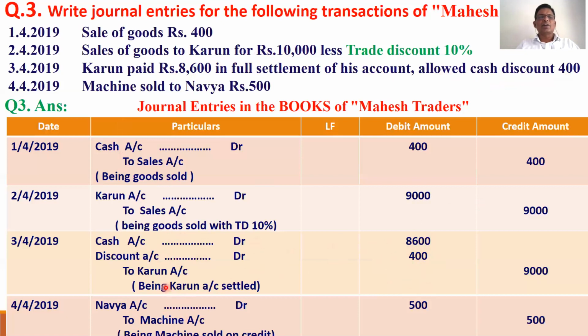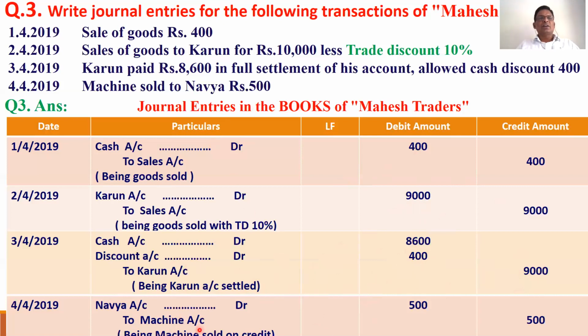And the giver, current account, is credited. So 9,000 current account debited, 9,000 current account credited. This is called full settlement of his account with the 400 discount. The discount, which is an expenditure or loss to us, is debited. The cash coming in, cash is debited, and the giver is credited, being current account settled with the 400 cash discount. Cash discount appears in the books of accounts, and trade discount will not appear in the books of accounts.